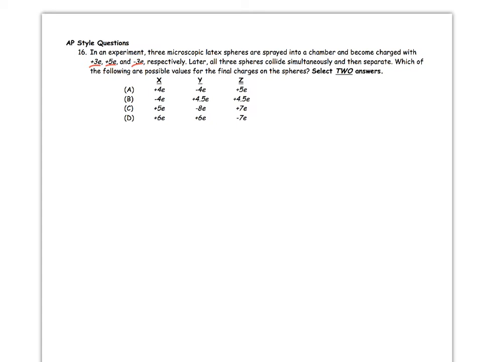So two things we want to keep in mind here. Number one, charge is conserved, and number two, charge is quantized. So let's think about that conservation of charge piece. Initially we have plus 3e, plus 5e, and minus 3e for a total of plus 5e. So that's how much charge we start with, and that's how much charge we need to end with.